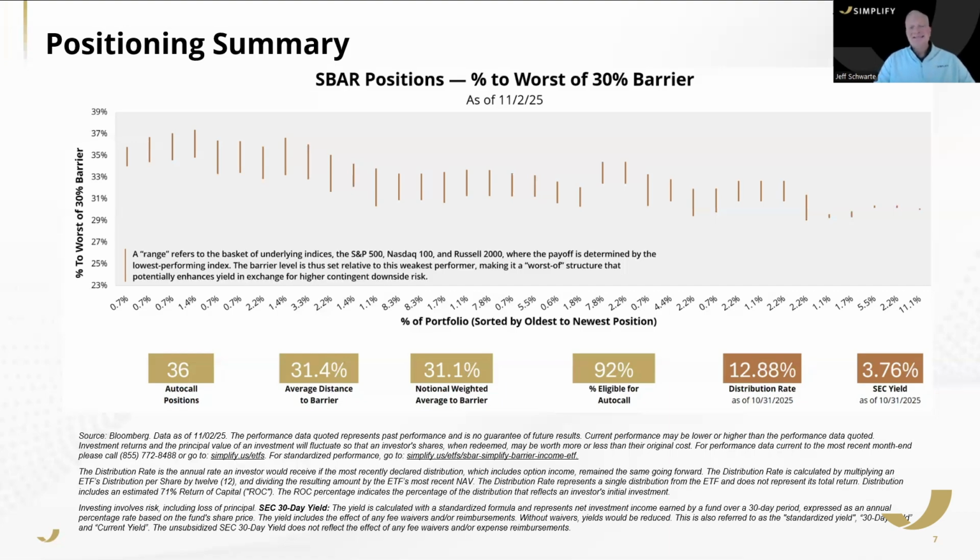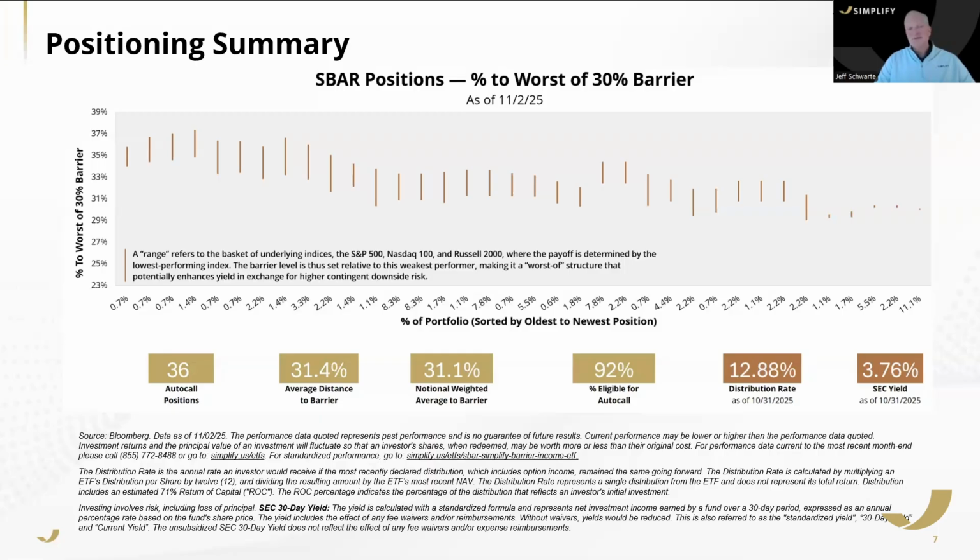The next statistic is 92% of the portfolio is in auto-call status, which means all three underlying reference indices are above initial value. So we're anticipating to roll a lot of these contracts going forward if equities continue to do well. And then I've got the yields, our distribution rate, as well as the SEC yield.